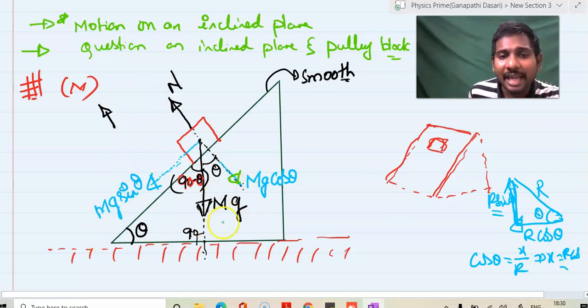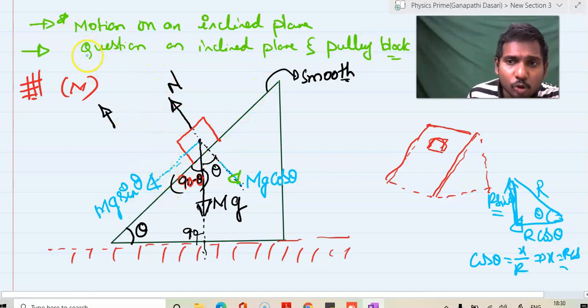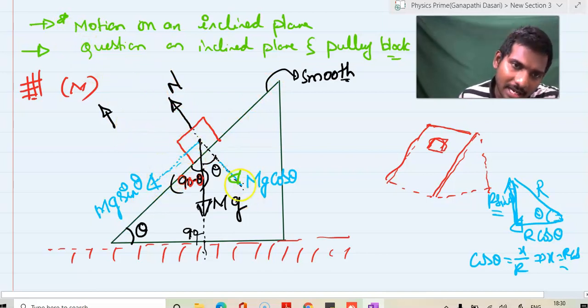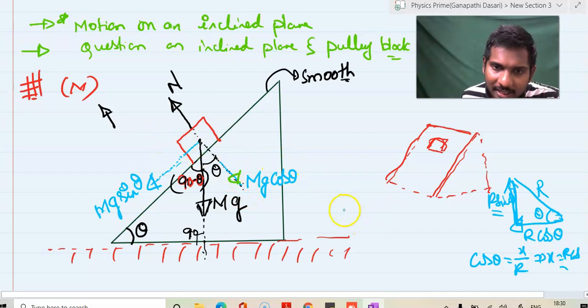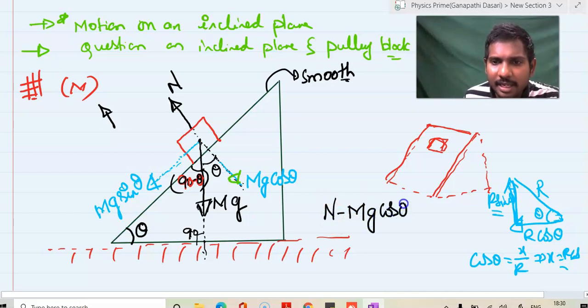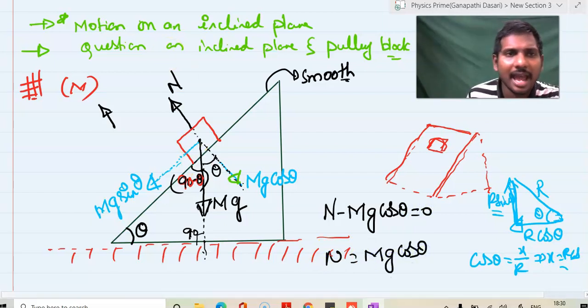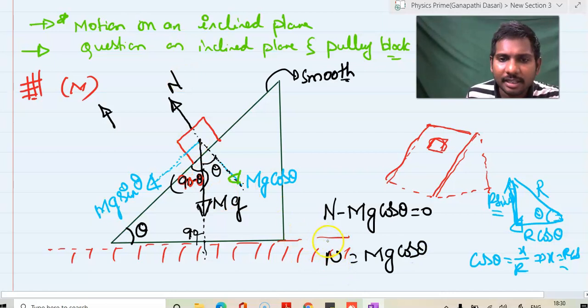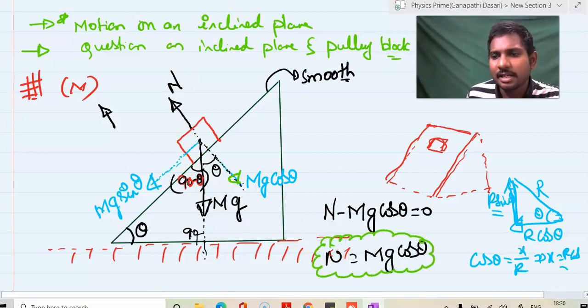So this mg cos theta will be perpendicular to the inclined plane. Because there is no motion perpendicular to the inclined plane, N minus mg cos theta should be equal to 0. That implies N is equal to mg cos theta. So the normal reaction for the given diagram is mg cos theta.